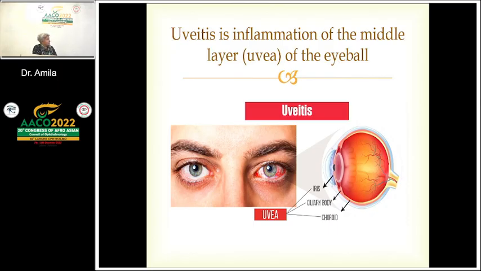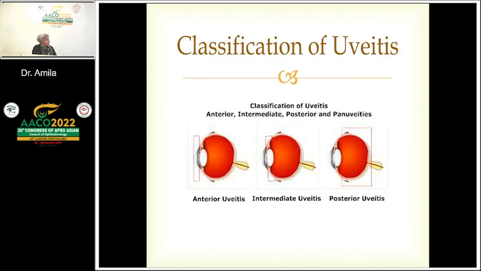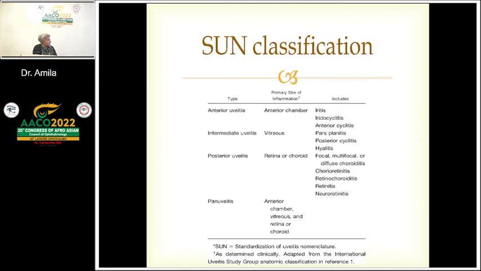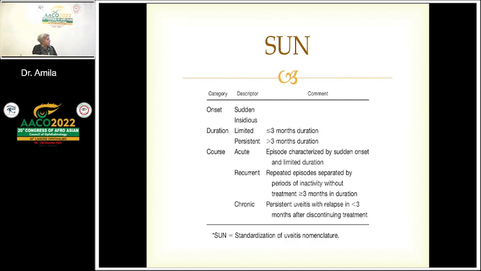All of us know what uveitis is and what it really means. And the classification, you know, is the anatomical location in the eye, and that is what anterior, intermediate, posterior, and panuveitis mean. And what it means in this category: sudden, insidious, duration, course, and chronic could be a problem also for us and for patients too.